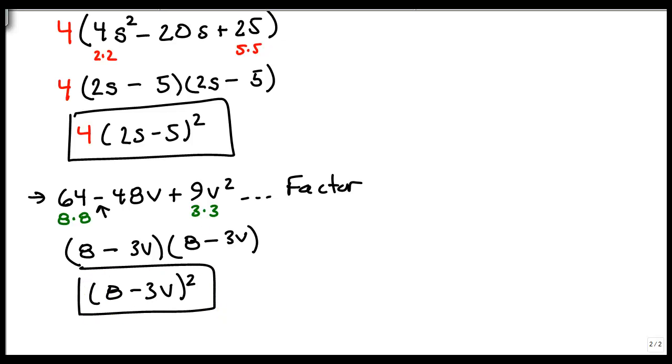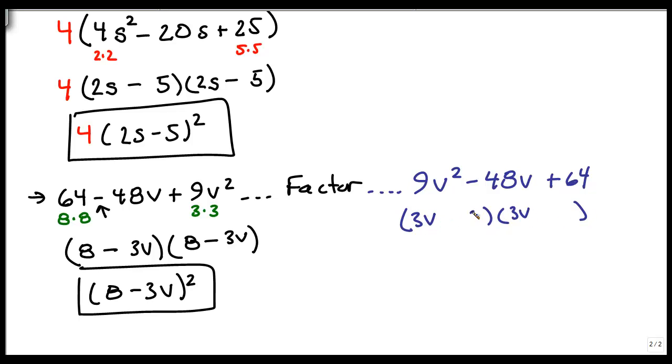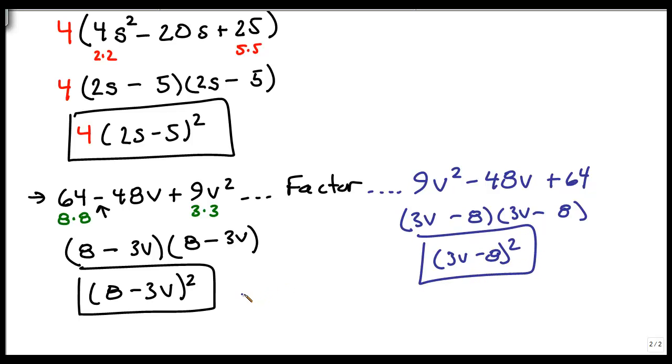Now as a side note, you could rewrite this as 9v squared minus 48v plus 64. Now if you did that, our front positions would change to a 3v, and my back positions would change to 8s, and they would both be negative. So when I rewrote this, it would be quantity squared. So actually either of these answers are acceptable.